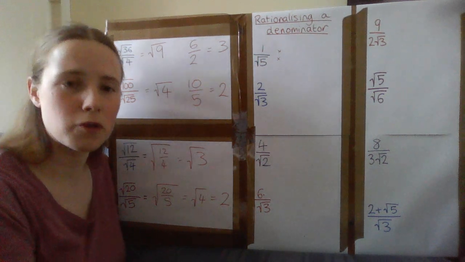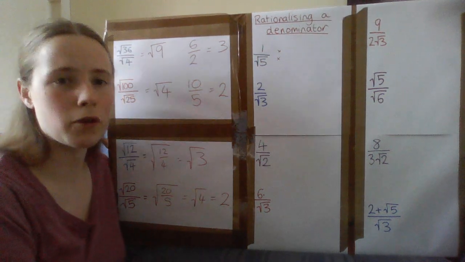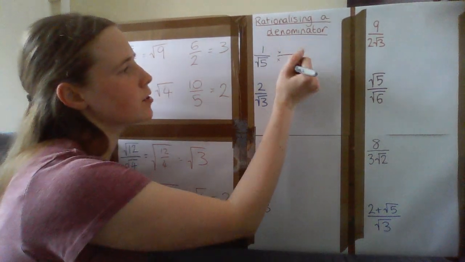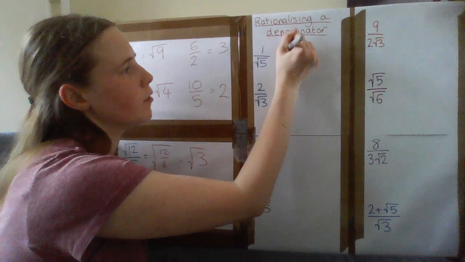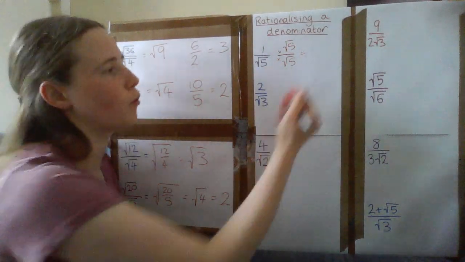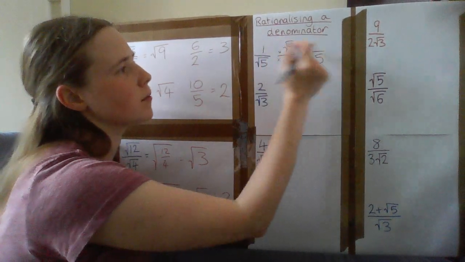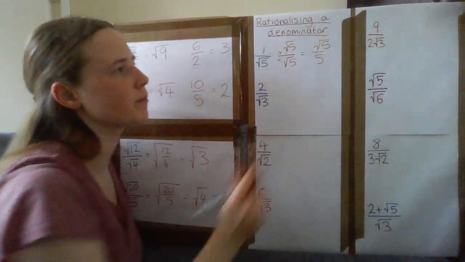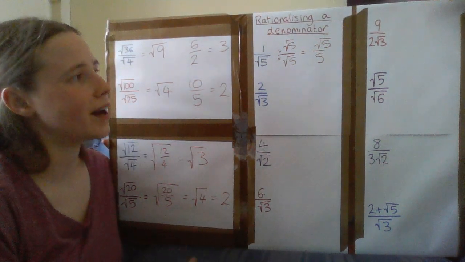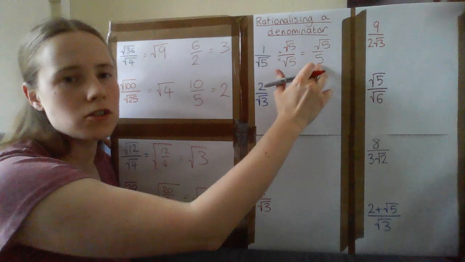Root 5 times root 5, if you can remember from earlier on in the series of videos, comes out as 5. So I'm going to times the top and bottom by root 5. Root 5 times root 5 is root 25 or 5, and on the top, 1 times root 5 is root 5. I've still got a surd involved.